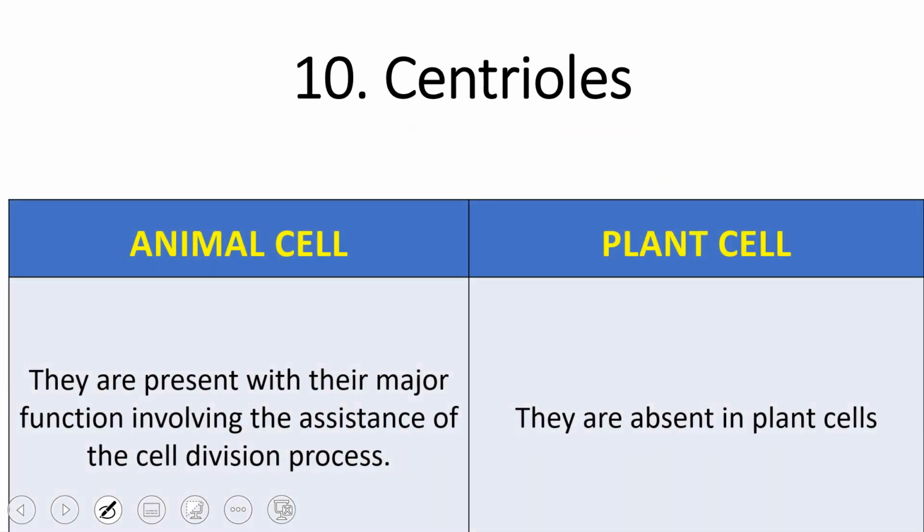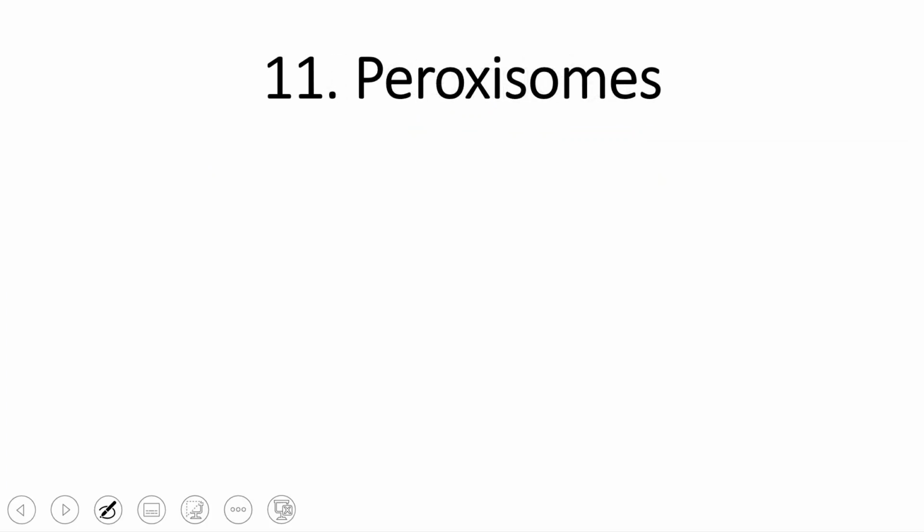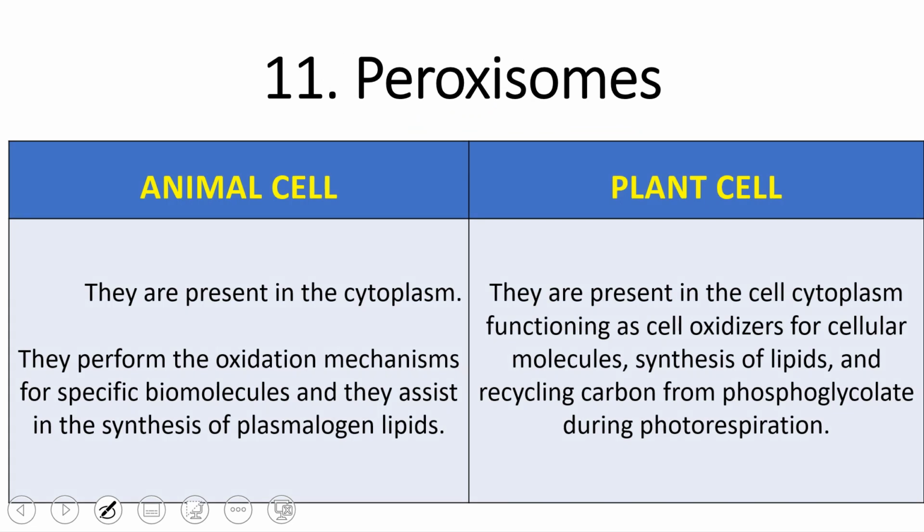If you see the differences in the centrioles, in animal cells they are present, with their major function involving cell division processes, and these centrioles are normally absent in plant cells. Then another difference is in the peroxisomes. In animal cells, they are present in the cytoplasm, and they perform the oxidation mechanism for specific molecule synthesis, and they assist in the synthesis of some of the plasmalogen lipids.